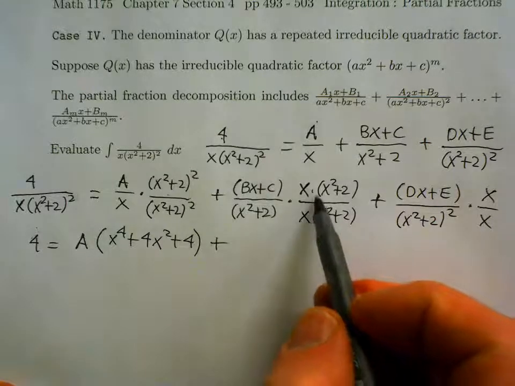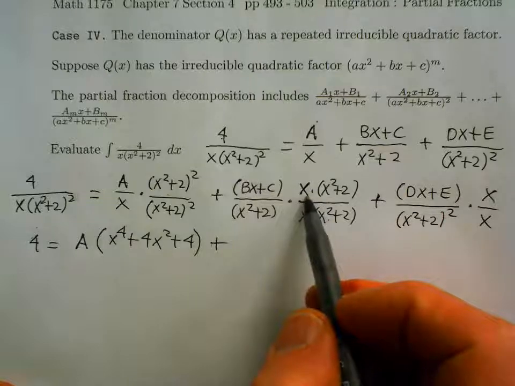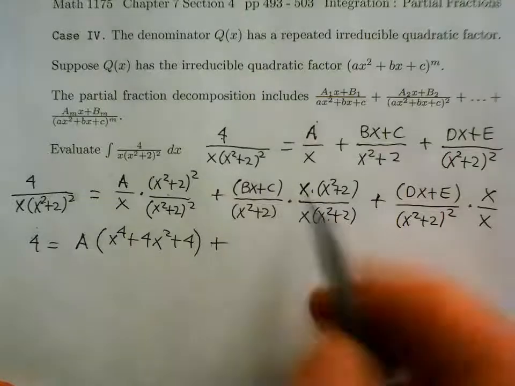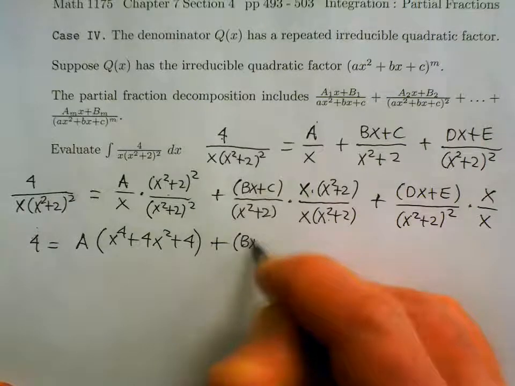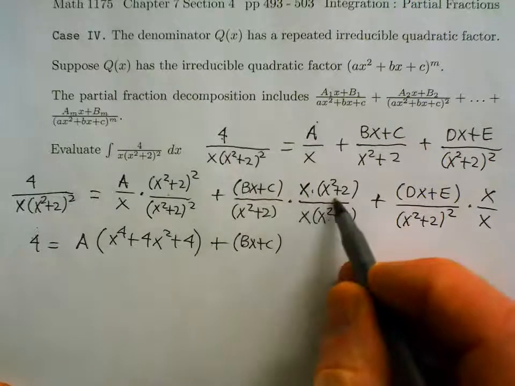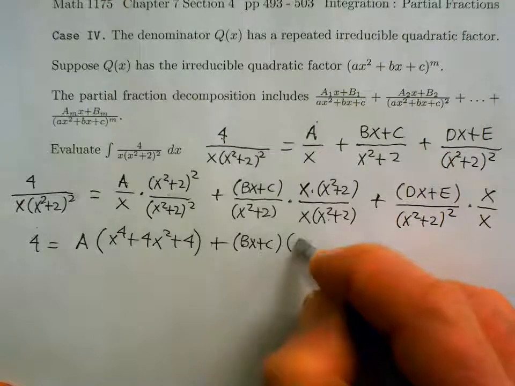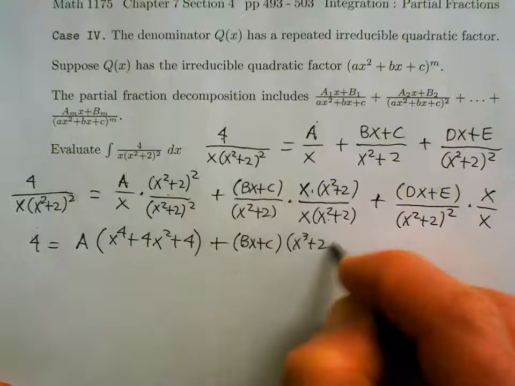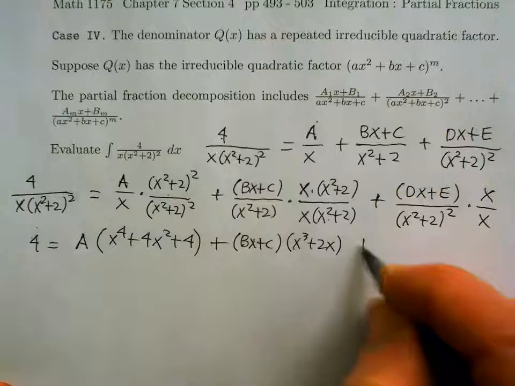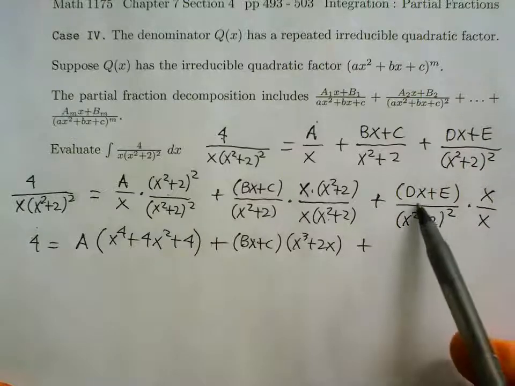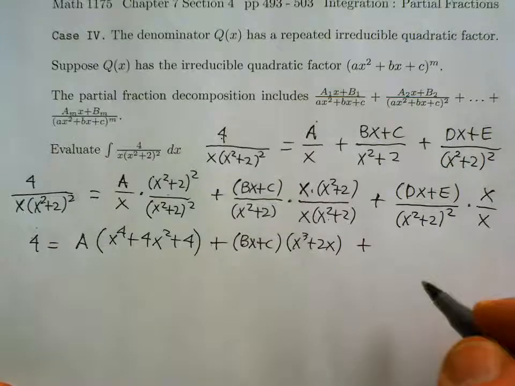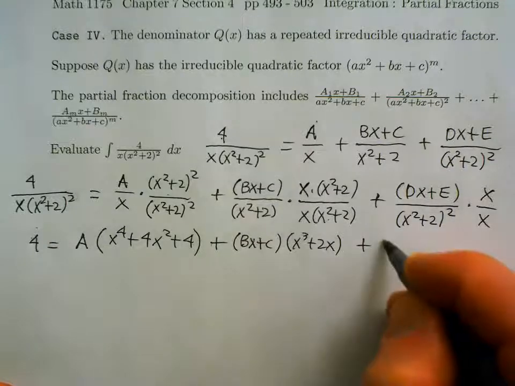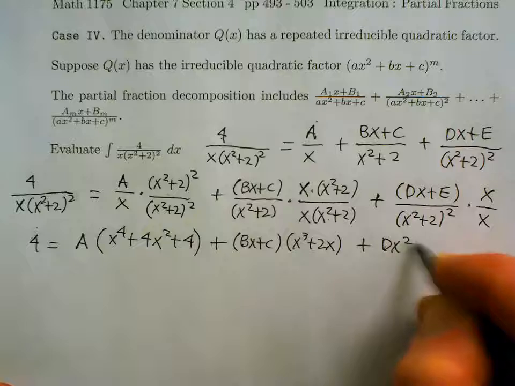Well, for the next one, I guess we should do it in 2 steps so we don't skip too much. Let's go ahead and multiply x times the quantity x squared plus 2, so we get the quantity x to the 3rd plus 2x. And then on the right, dx plus e, multiply that quantity by x, we get plus dx squared plus ex.